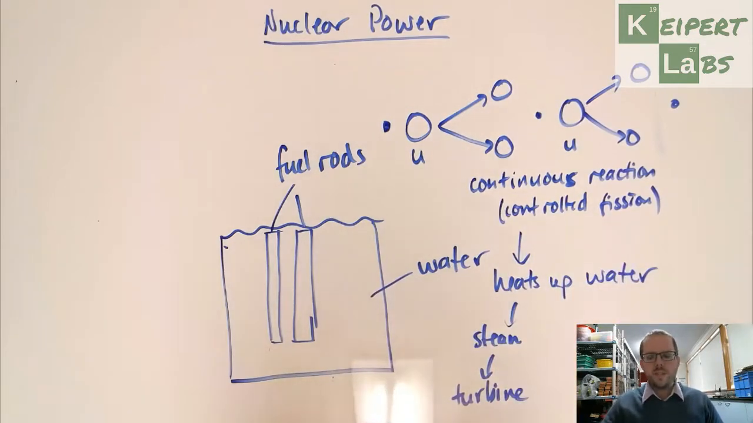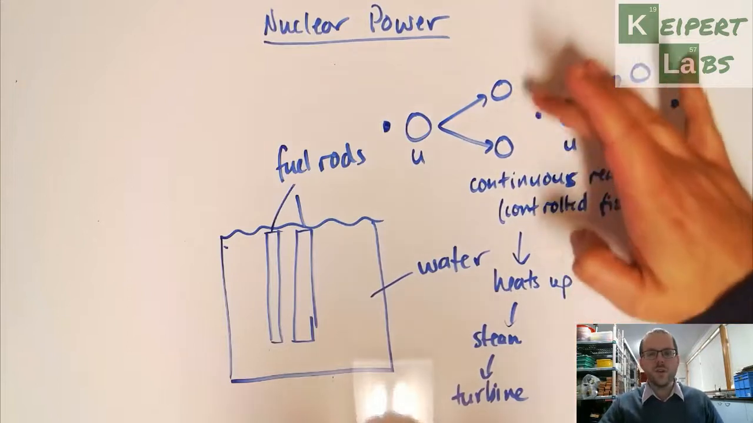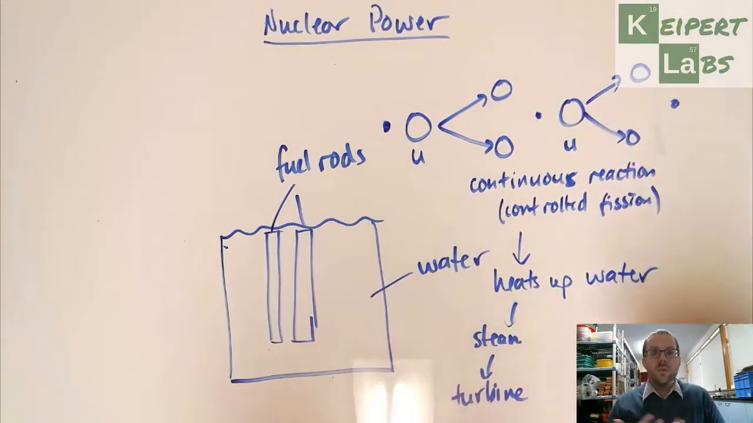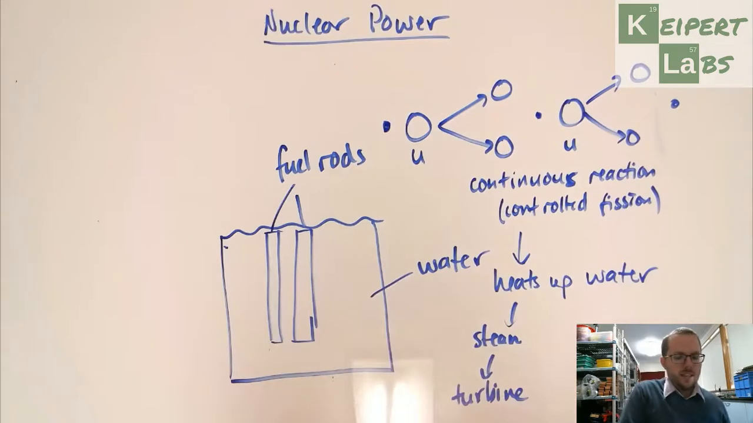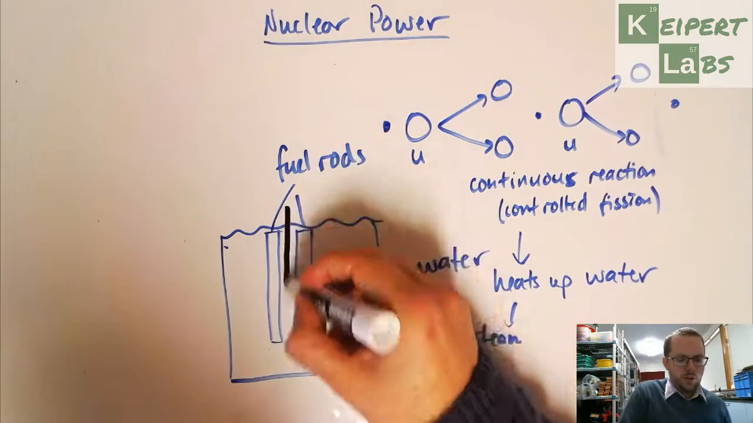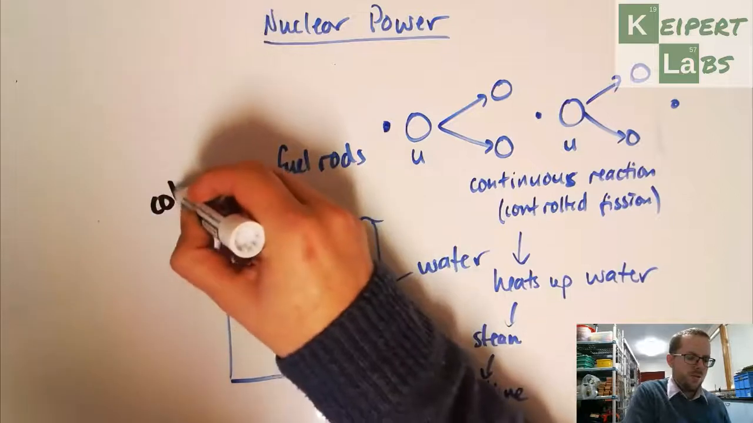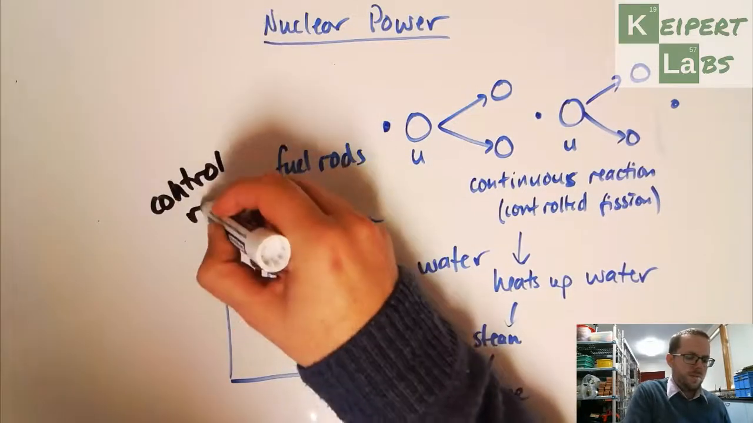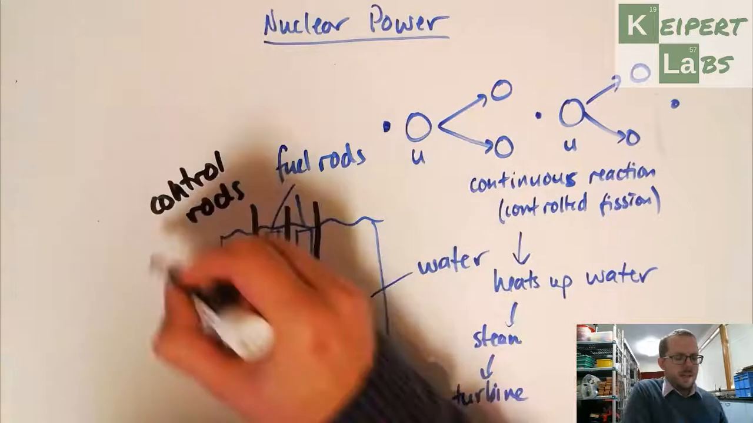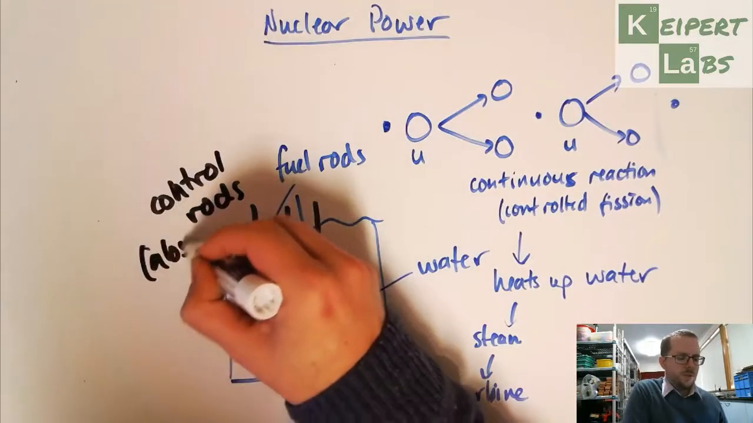Now, the main issue with this is making sure that this stays controlled. We've seen in the past that when it's uncontrolled, we get the intense release of energy that's involved in a nuclear weapon. So we need a way to carefully control this process so that cannot occur. And so what we have are what we call control rods.